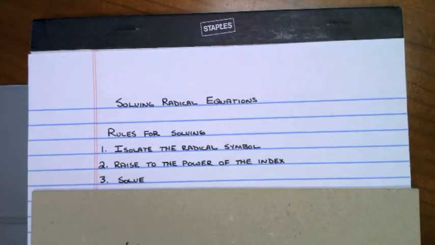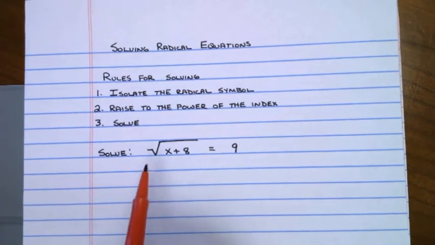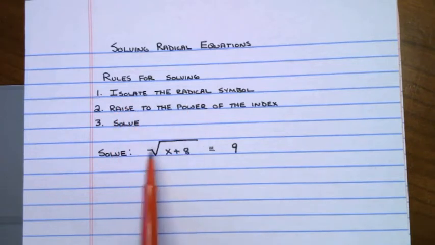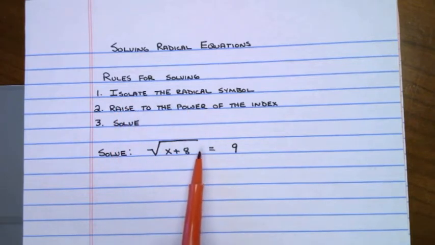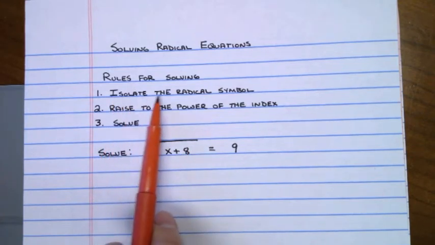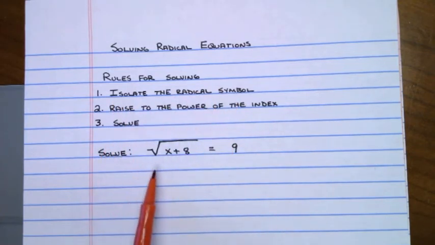So let's look at our first example. In this example, there are no numbers on the outside of the radical symbol. That would be our first thing to get rid of, any numbers out here. Like if it had plus 1, I would subtract 1 from both sides before I did anything else. Right now, I have isolated the radical symbol. So I've done step number 1, or it's already been done for me.